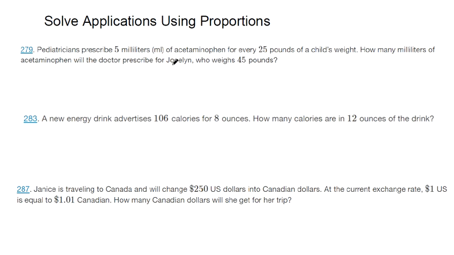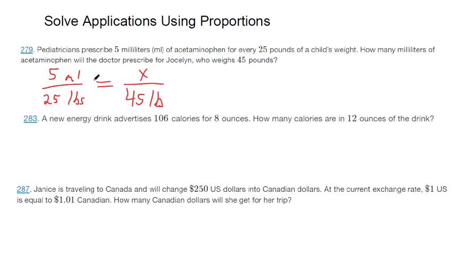Pediatricians prescribe 5 milliliters for every 25 pounds. So we can make a ratio right there: 5 milliliters for 25 pounds. So how many milliliters? We don't know the top of the next part of the proportion, but we do know the pounds are 45. That's why labeling your units is important. That way you know where x is supposed to go. It's supposed to go in the same part of the fraction as milliliters in the first fraction.